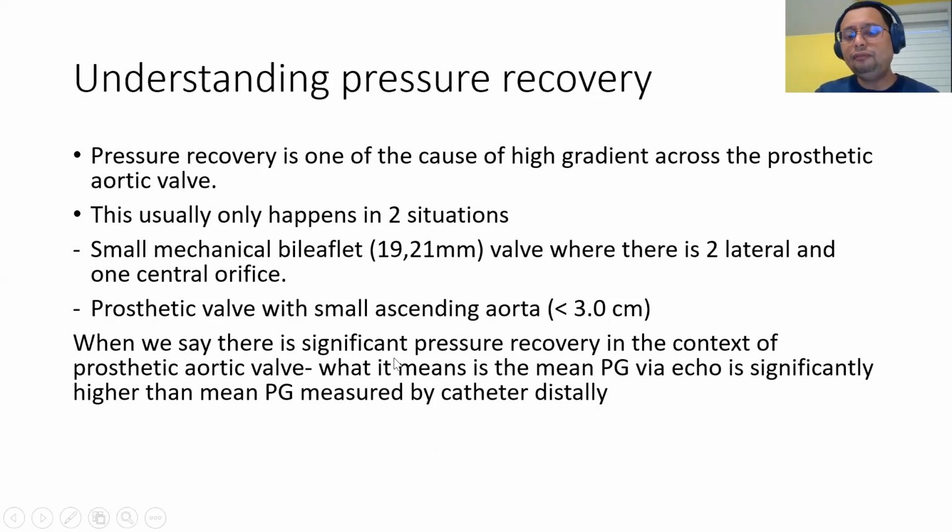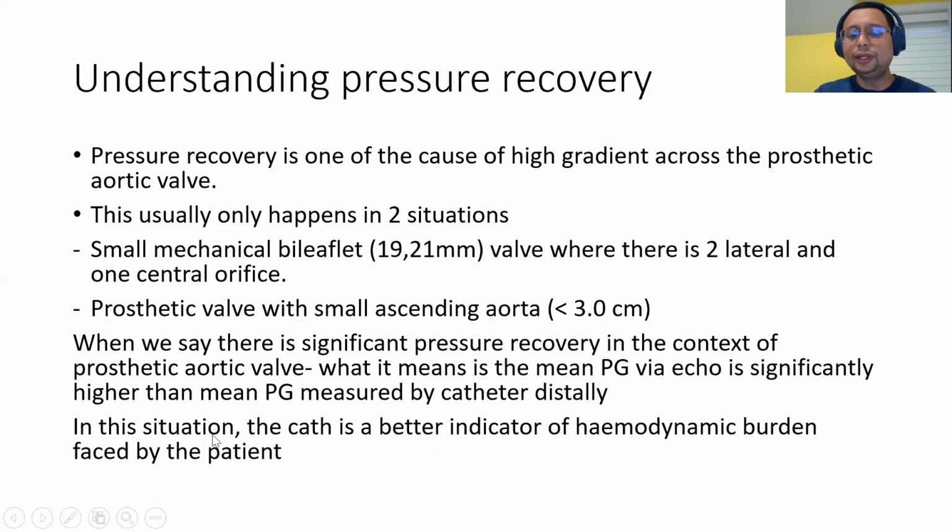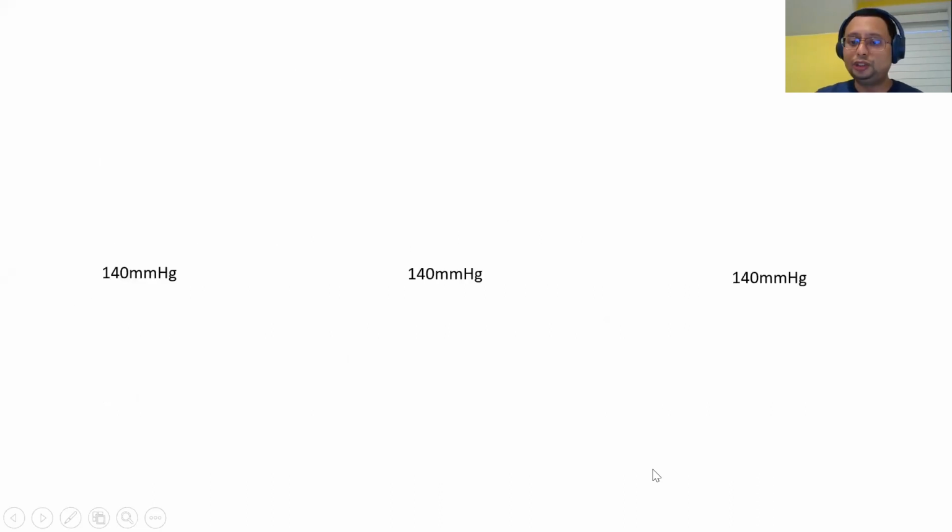When we say there is significant pressure recovery in the context of prosthetic aortic valve, what it means is that the mean gradient when we use echo is significantly higher than mean gradient when we measure it by catheter distally. Okay. In this situation, the catheter is a better indicator of the hemodynamic burden faced by the patient, right? So I show you, okay, because I know that this can be confusing, we can discuss again at the end, but I show you with a picture, okay?